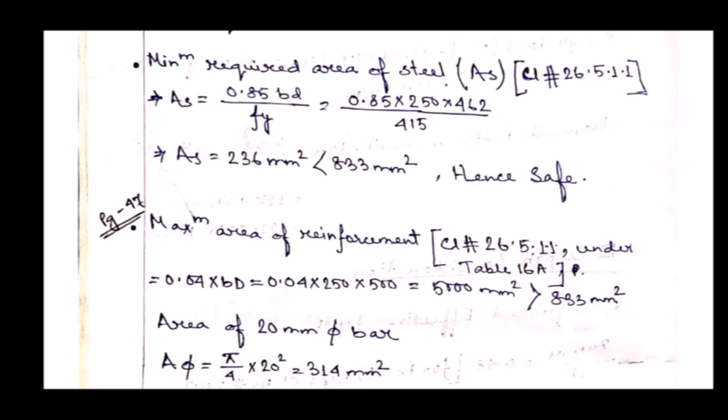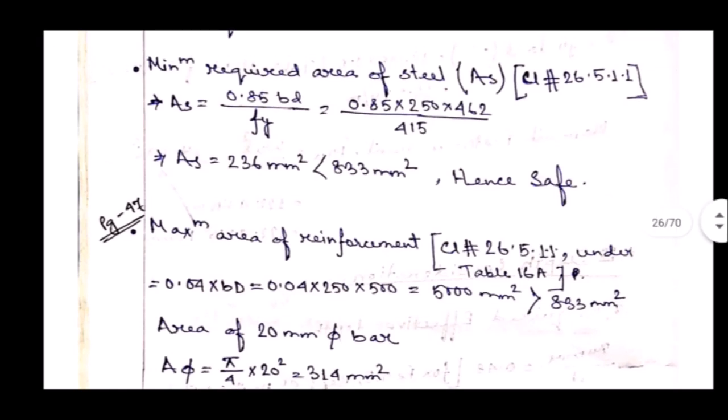So let's go to that clause, and from this clause, just below the table, below Table 16A, we may find out the maximum area of reinforcement required. So first of all, let's go to IS 456, clause number 26.5.1.1, and find out the minimum area of steel required and maximum area of steel required. After that, we will go back to this note, the solution.